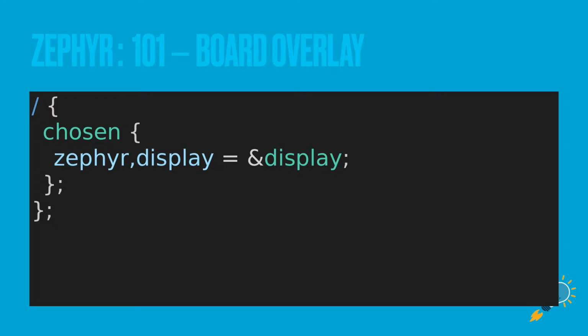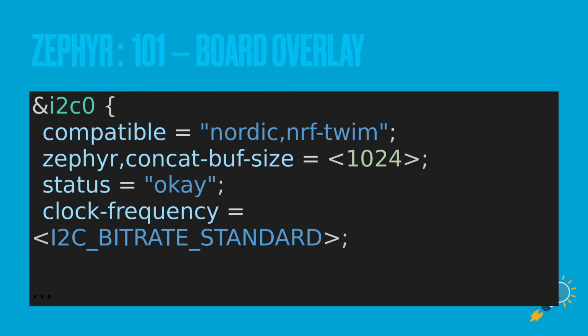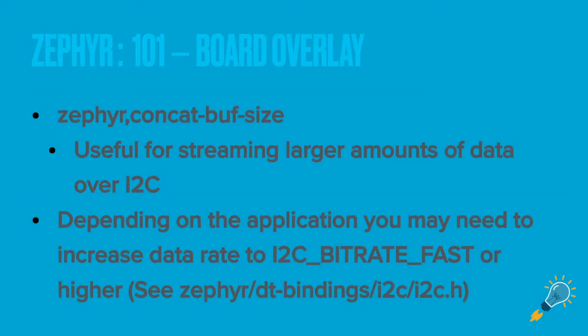On the overlay side, here is where we set the display. So of course, zephyr,display, and we are setting that to a display, which is set in the I2C device here. So nothing crazy here. I'll go into some of that in a second.